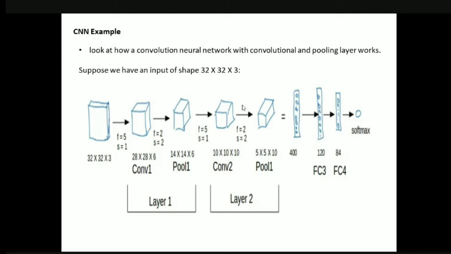If you see here, this is a convolutional neural network where we applied convolutions and pooling. We have taken the input image of size 32 by 32 by 3. Total number of channels are 6, and the stride is 1. So we got 28 by 28 by 6, and then we applied pooling. We got 14 by 14 by 6. One combination of convolution and pooling has been taken as layer 1, and again the second combination of convolution and pooling has been taken as layer 2.